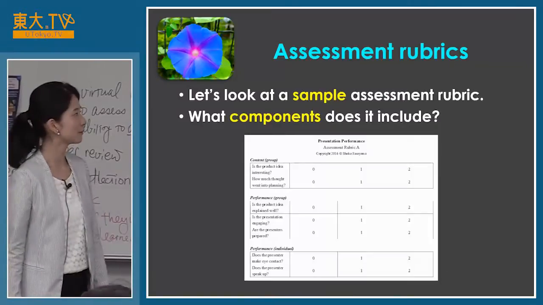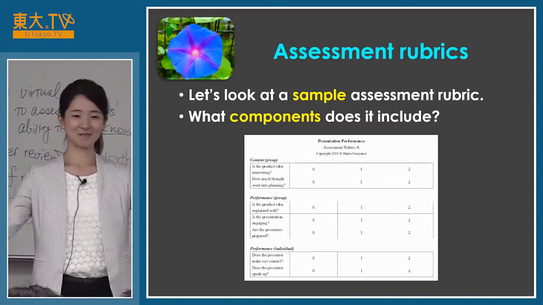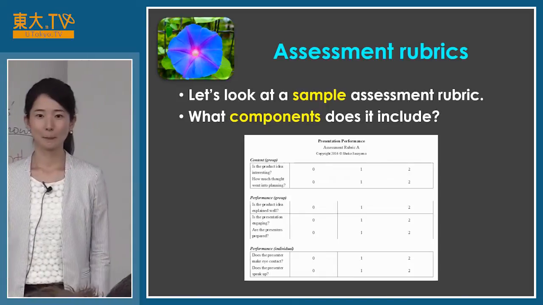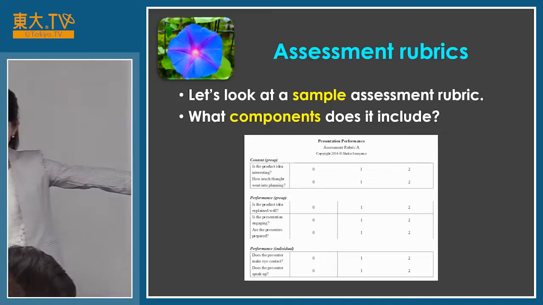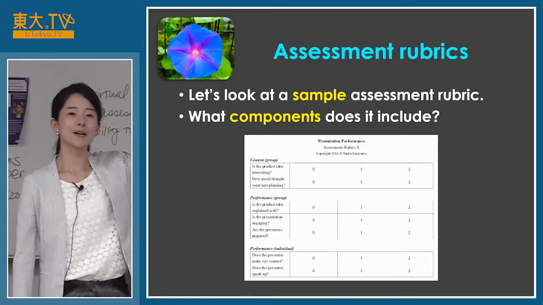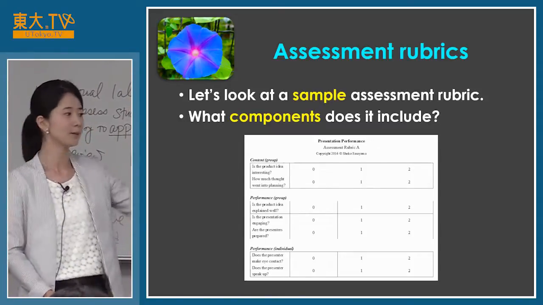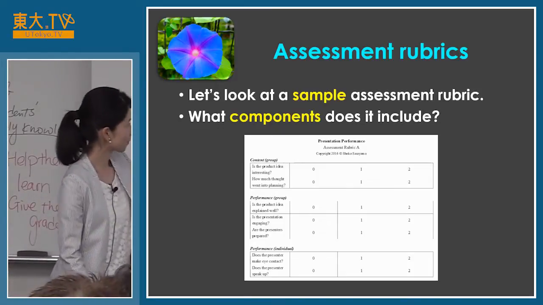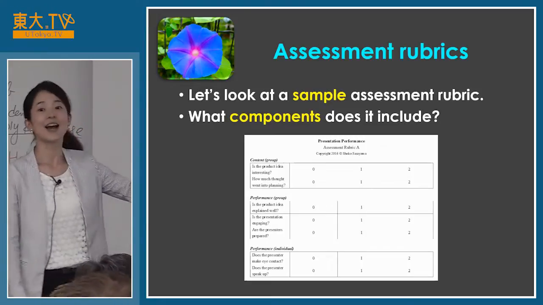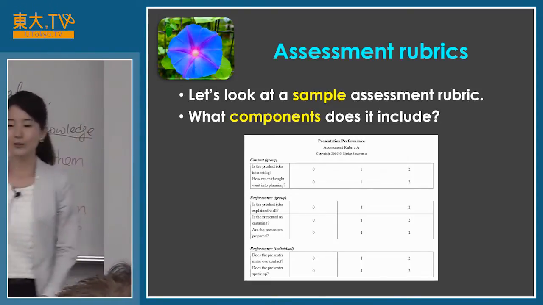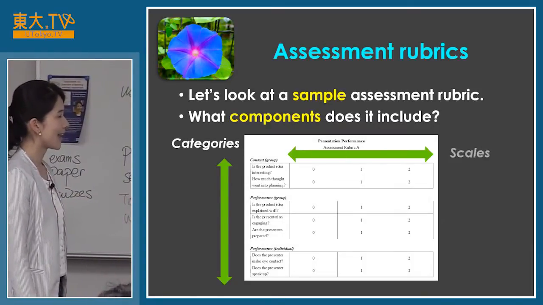Okay, so what kind of components? What do you see? Words and numbers, yes. What are these numbers? Right, so there are some kind of scores, scales, ratings, right? Let's call it scales for now. And what are these? How to get the points, yes. So categories, yeah, these are the categories, right? So basically, that's what we have, categories and scales.